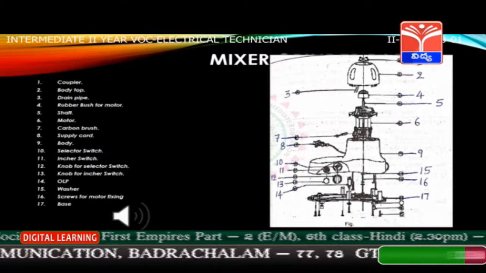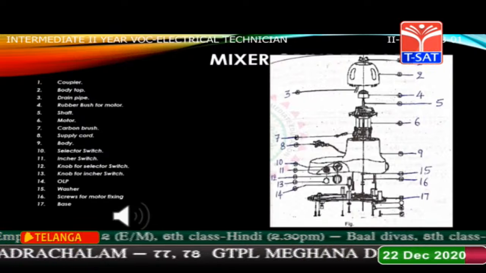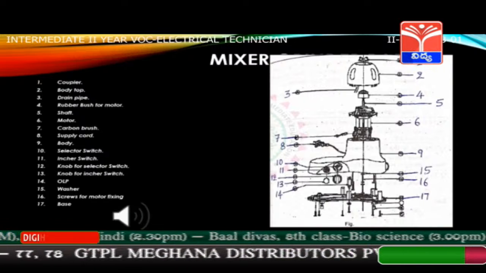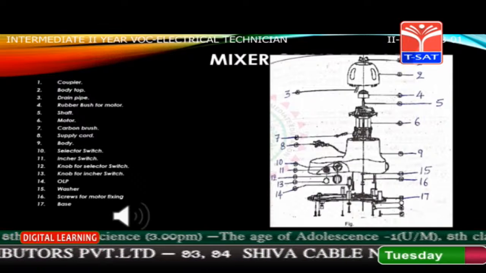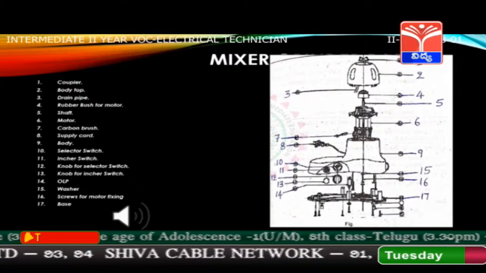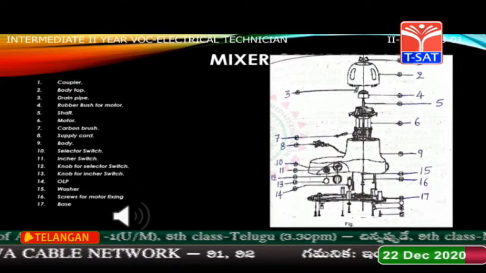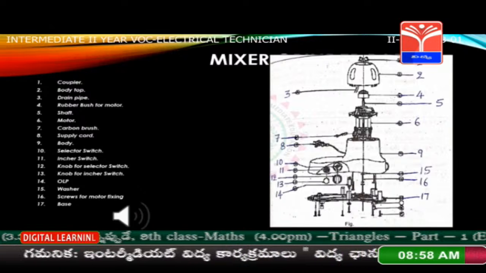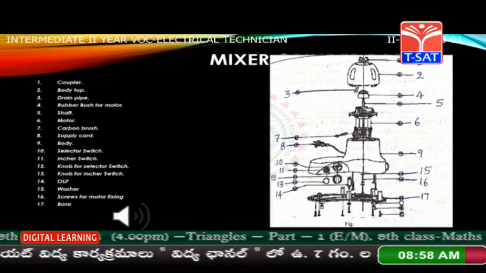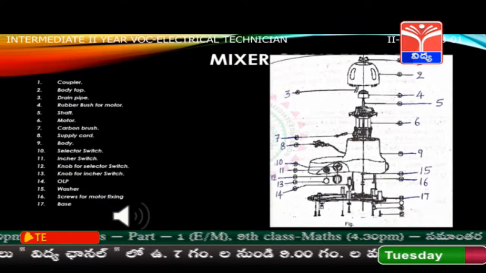9. Body. 10. Selector switch. 11. Incher switch. 12. Knob for selector switch. 13. Knob for incher switch. 14. OLP. 15. Washer. 16. Screws for motor fixing. 17. Base.